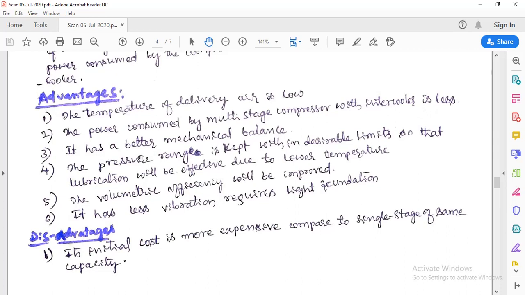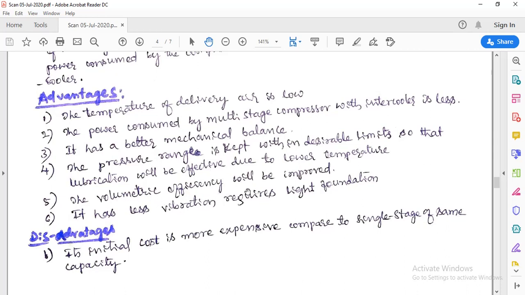It has a better mechanical balance, because with a single stage the size of the cylinder will be more and the balancing problem will be there. If we have multi-stage, the size of the cylinders will be reduced and hence the mechanical balance will be better. The pressure range is kept within desirable limits so that the temperature rise will be reduced and hence the lubrication will be more effective.